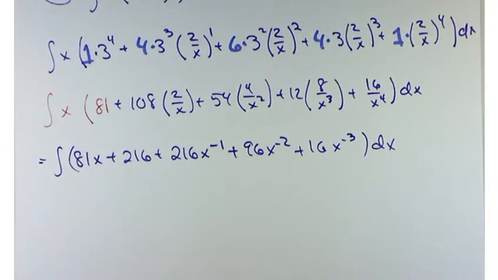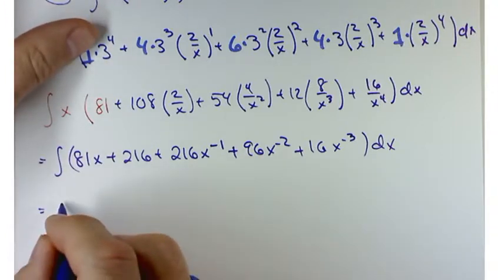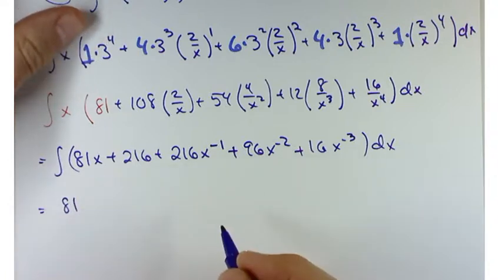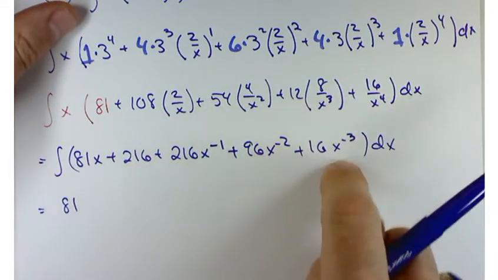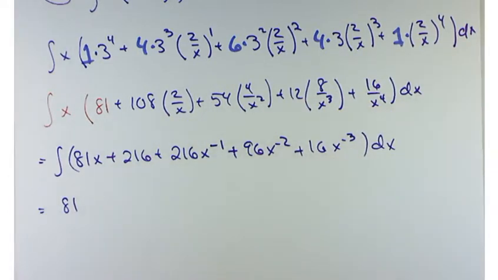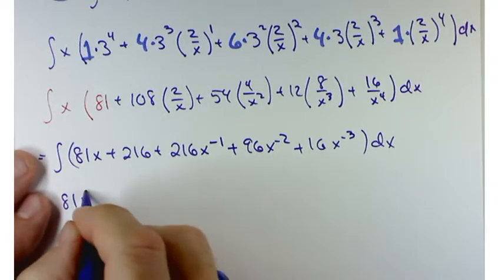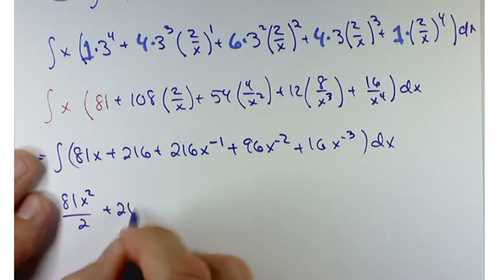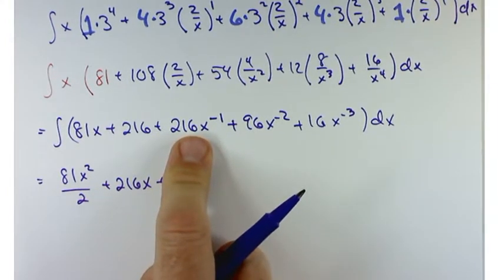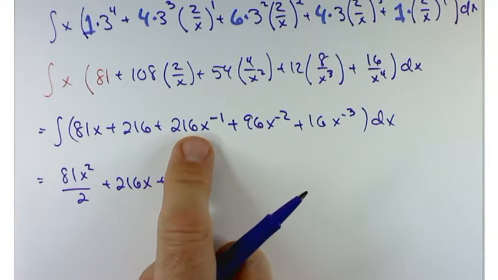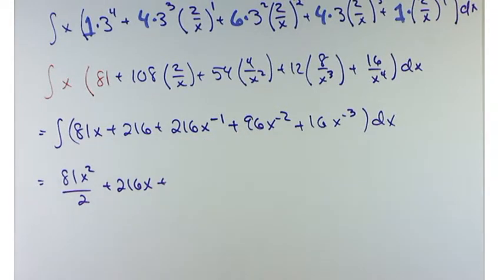And now that it's expanded, it's not too bad to integrate this thing. Actually, it's hopefully pretty easy. So it's going to be, when you multiply the x times here, one of them will cancel. So that's where that negative third comes from. So 81x squared over 2 plus 216x. How about this one? What's that integrate to? Not just 216. Right? No? Vicky?